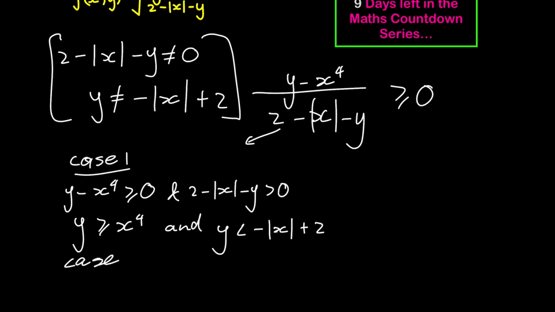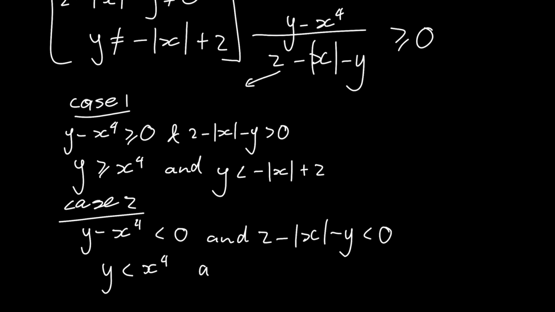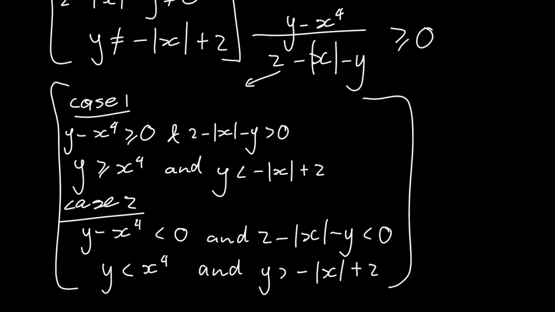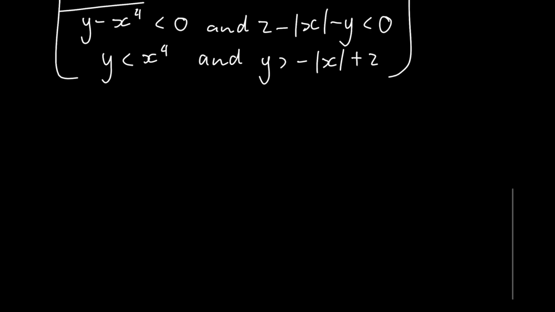Now, let's look at case 2. This is when they're both negative. Okay, so we have y minus x to the power 4 less than 0, and 2 minus the absolute value of x minus y less than 0. Okay, so rearranging this, we get y must be less than x to the power 4, and taking this y to the other side, we get y must be greater than the negative absolute value of x plus 2. Okay, so here we go. We have our two defining properties of the domain. Okay, so let's go ahead and try and draw this.